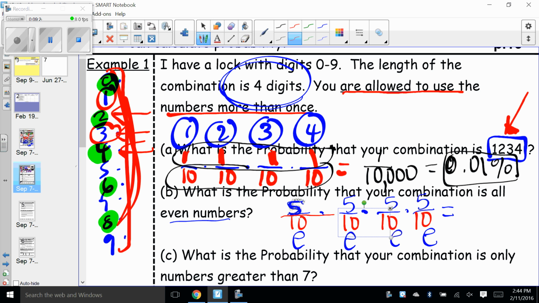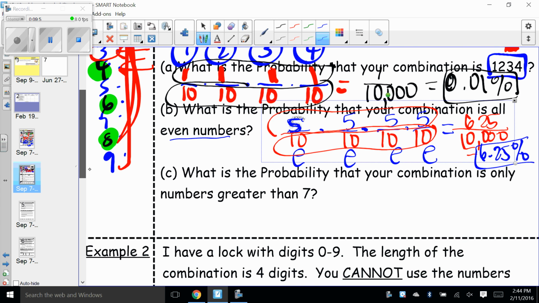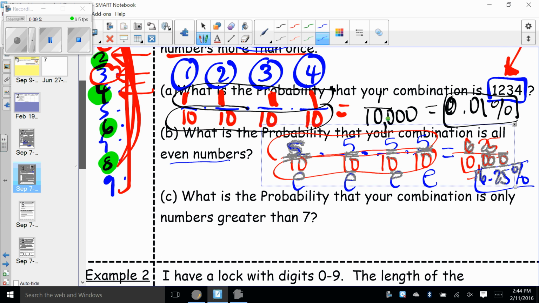Multiplying this out, then I have 5 times 5 times 5 times 5. 5 times 5 times 5 times 5 is 625. In the denominator, multiply those out. 10 times 10 times 10 times 10 is 10,000. I have a 625 over 10,000 chance that that happens, which is 6.25% chance that I get 4 digits that are even numbers. That's the probability that that happens in a combination because there's so many different combinations that are possible.